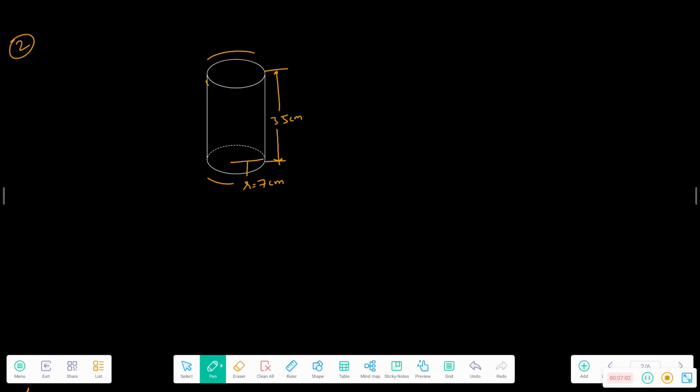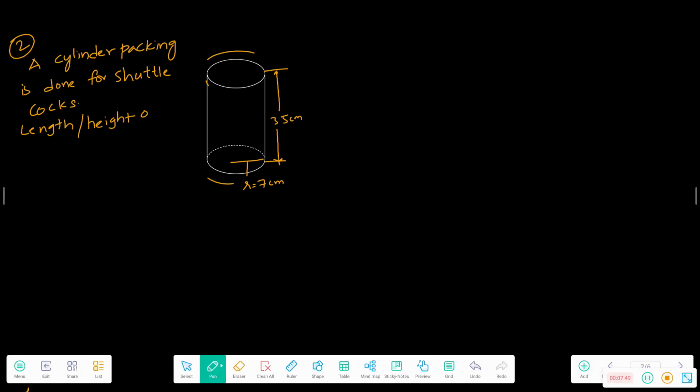Fine. Now here, what is that? A cylinder packing is done for shuttlecocks, so the length or height of the cylinder is given as 35 centimeter. Base radius is given as 7 centimeter.